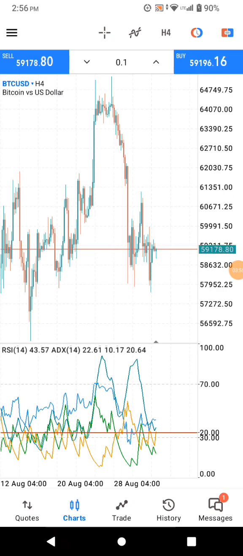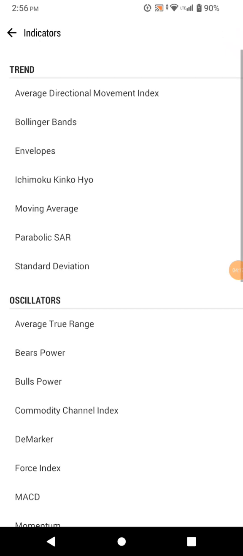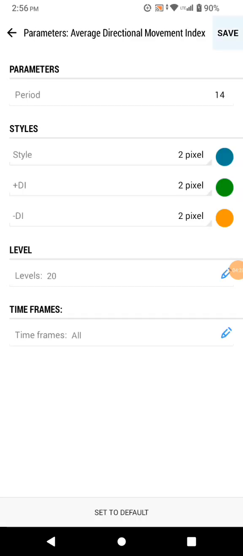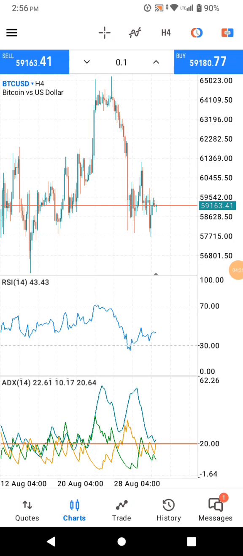This is my ADX. I'm sure you can see it, but it's not supposed to be on the... Okay, I think I made some mistake. Let's delete the ADX. I put it on the same window with RSI. Come to the main chart, then input your ADX. That is just it. ADX will be here. I'm done. So let me explain my strategy.